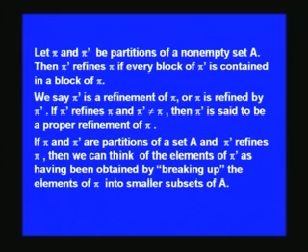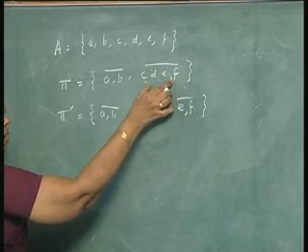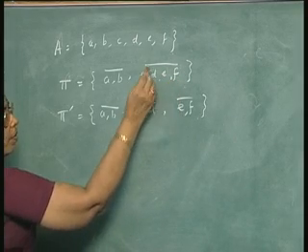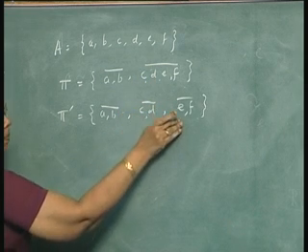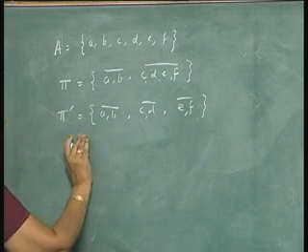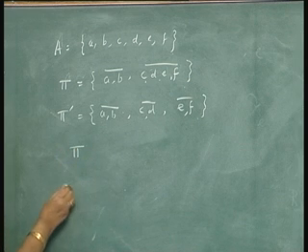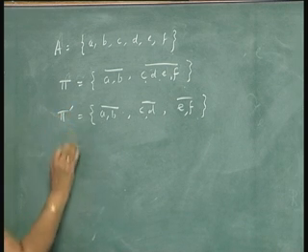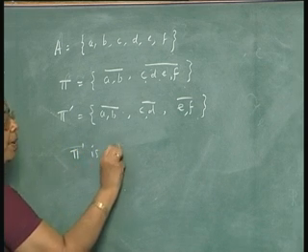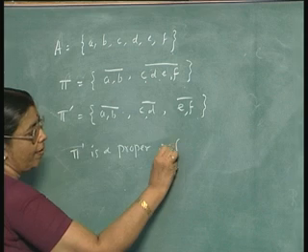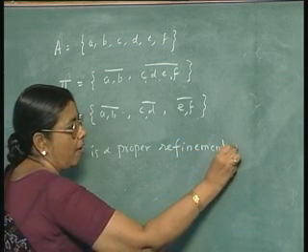If pi and pi dash are partitions of A and pi dash refines pi, then we can think of the elements of pi dash as having been obtained by breaking up the elements of pi into smaller subsets of A. So, here this is broken up into smaller elements. So, you are dividing into 2 parts. So, you are breaking it up. So, this is called the refinement, and pi is said to be refined by pi dash. Of course, pi is its own refinement. If they are not equal, one is called the proper refinement of the other. Pi dash is a proper refinement of pi.